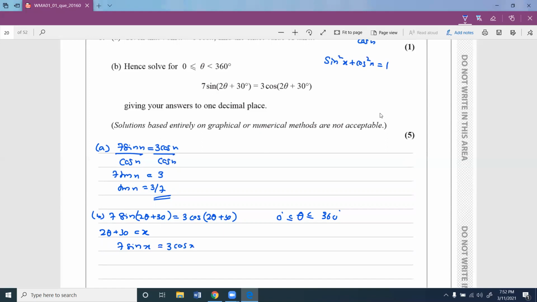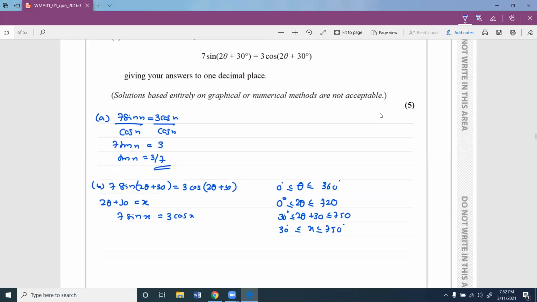Here also we have to rearrange the range. For theta, the range is 0 to 360, so for 2 theta, multiply both sides by 2: 0 to 720. Then for 2 theta plus 30, add 30 to both sides. This is 30 and this is 750. So that is the range for x. Okay, now let's see how to solve this.